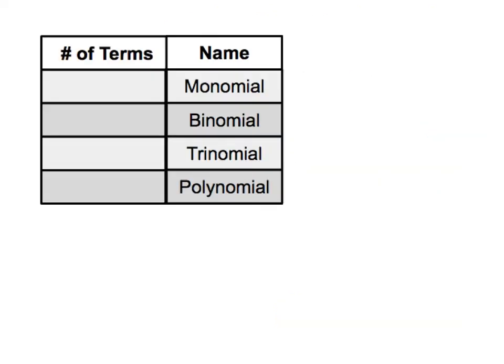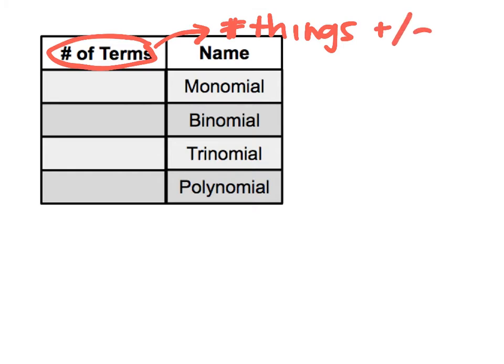All right, when we're naming things, they have 2 parts. It's going to have that first part that comes from the degree, and then the second part that comes from the number of terms it has. Remember, your number of terms is the number of things added or subtracted. So number of things, or say plus/minus.